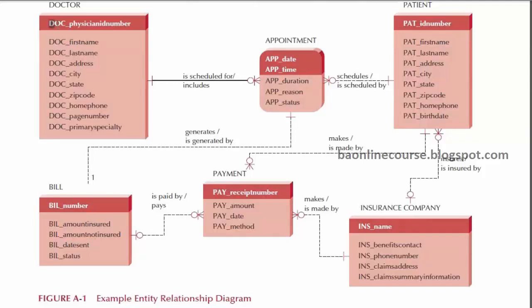Then the next component of an ER diagram is the attributes. For each of those entities, you'll figure out what information we need to store about them, right? So these become the attributes. Like for a doctor, I would store his name, address, zip code, phone number, primary specialty, and also an ID number, right? For an appointment, I'll store the time, date, the duration of the appointment, the reason, and the status of the appointment.